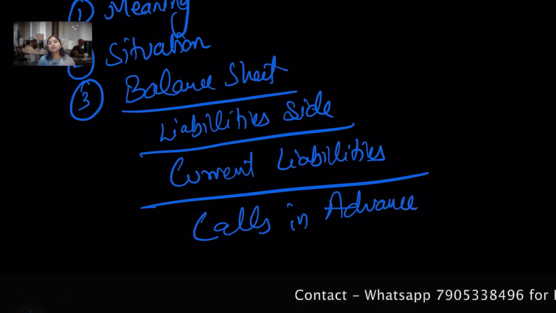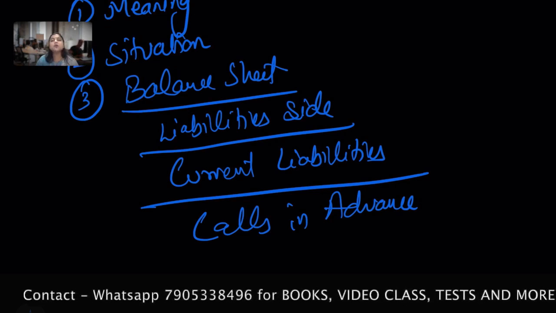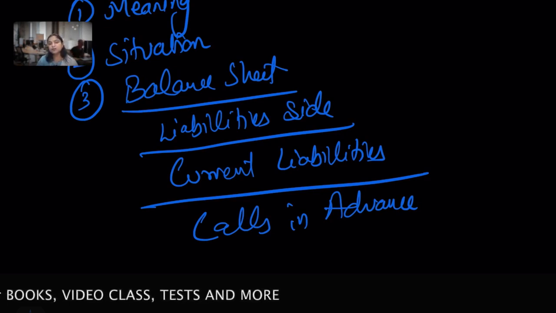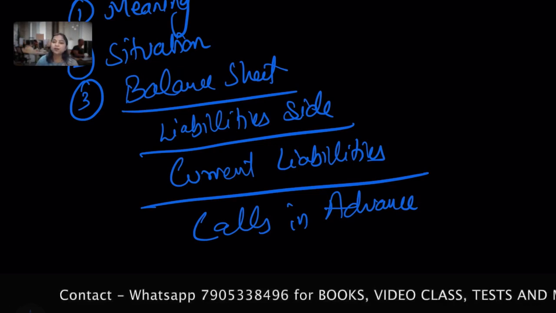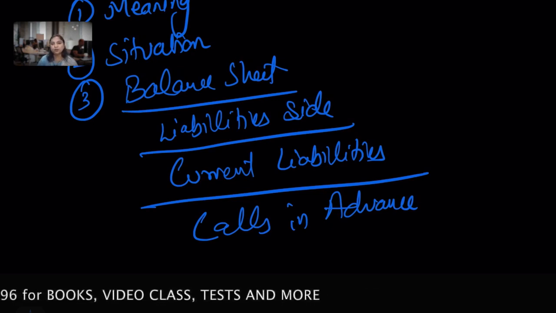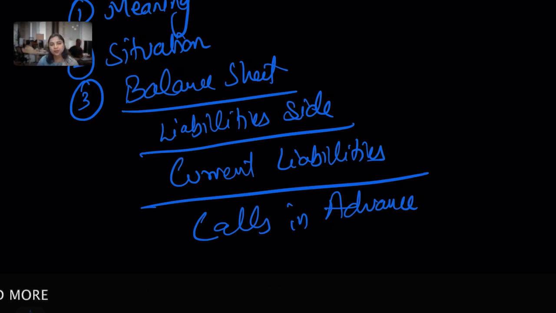Okay, so do you think that on this calls in advance the shareholder has the right to receive dividend? No, not at all. If I'm not taking it as capital, how can I pay dividend on it? So it should not include any dividend portions to be paid on calls in advance. Okay, so give me a moment to conclude in another language.